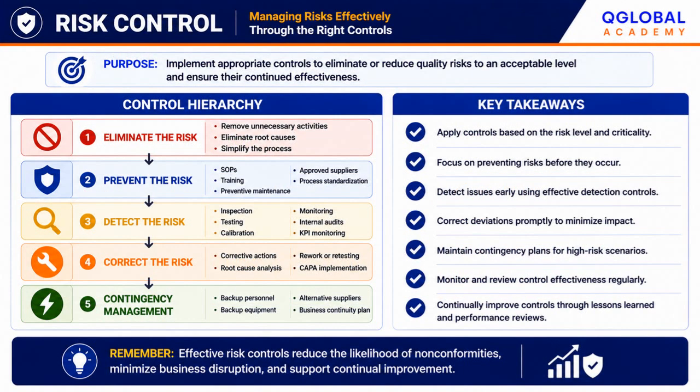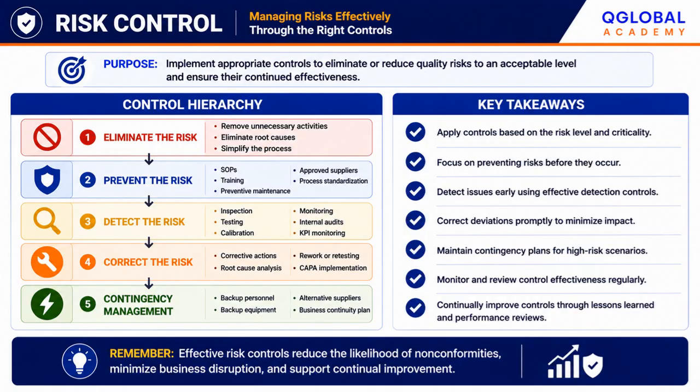Once risks have been evaluated, appropriate controls must be implemented. The purpose of risk control is to eliminate or reduce risks to an acceptable level, while ensuring that the controls remain effective over time. The first level of the control hierarchy is eliminate the risk. Where possible, remove unnecessary activities, eliminate the root cause, or simplify the process so that the risk no longer exists.